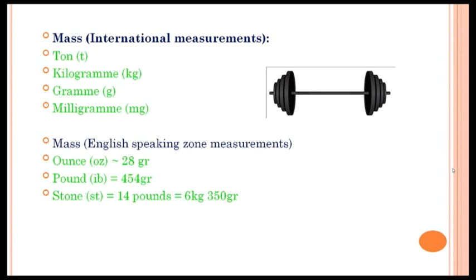Some of the English-speaking zone measurement units for mass are ounce, pound, and stone. In the United Kingdom, they are used frequently, even more frequently than international measurement units.